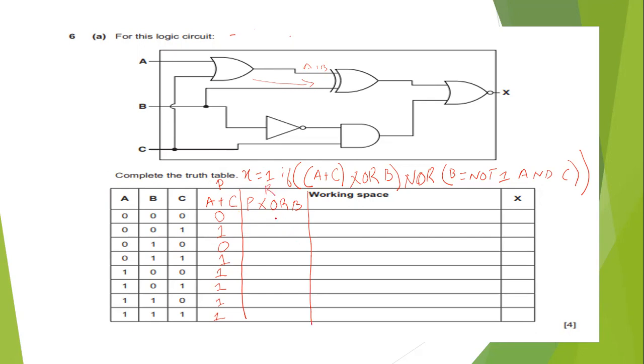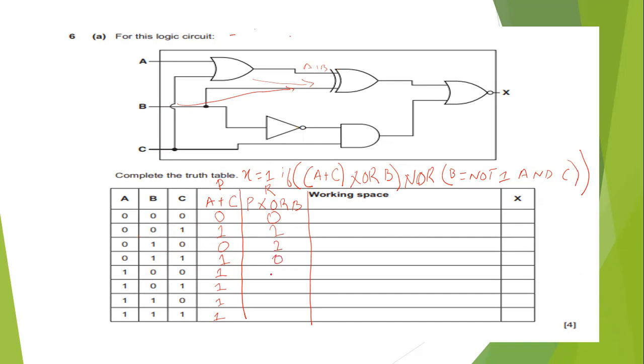Remember, XOR logic is whenever you see different bits, it will produce output 1. So this is the column of P, and you have to connect it with the XOR B. Like you can see B is going here. So you can write P XOR B. P this one and B this one. 0 XOR 0, output would be 0. 0 XOR 1, output will be 1. 1 XOR 0, output will be 1 because both are different inputs. 1 XOR 1, output would be 0.